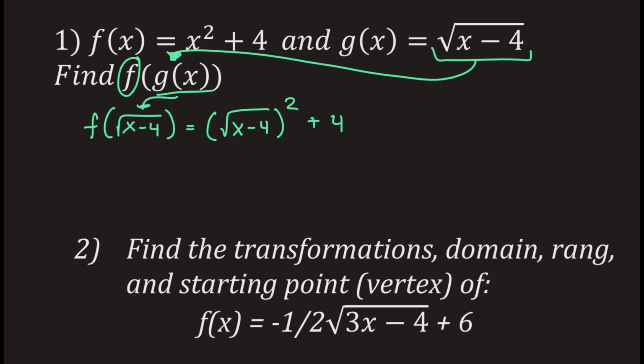Now, what happens when the square root of x minus 4 is squared? They cancel out. Why? They are inverse functions. They are opposite operations. They cancel. So I'm left with x minus 4 plus 4. What happens here? We're left with just x, right? Negative 4 plus 4 is 0. So we're left with just x.